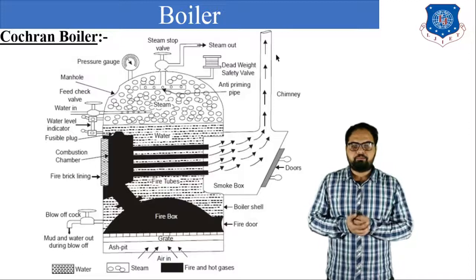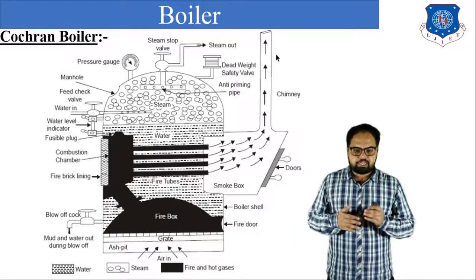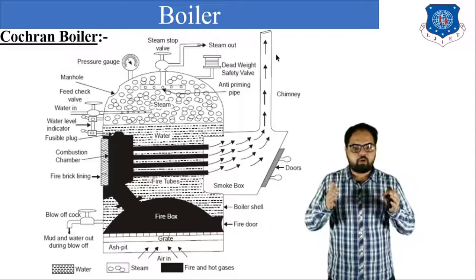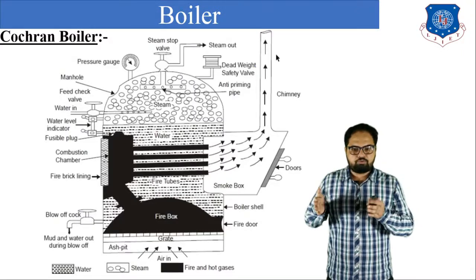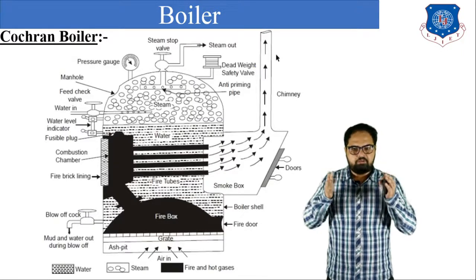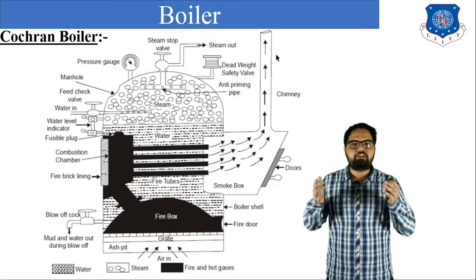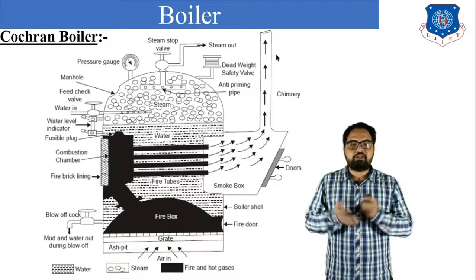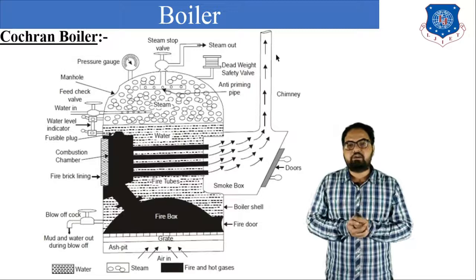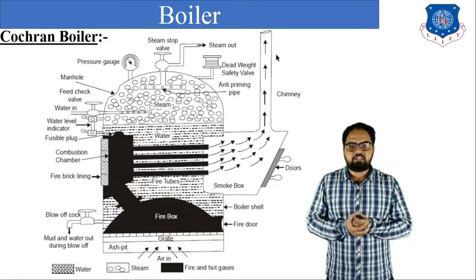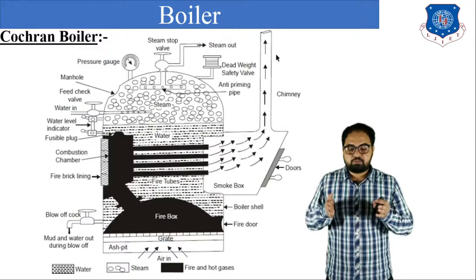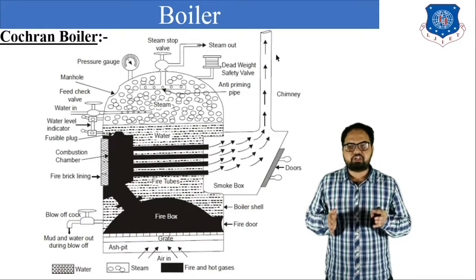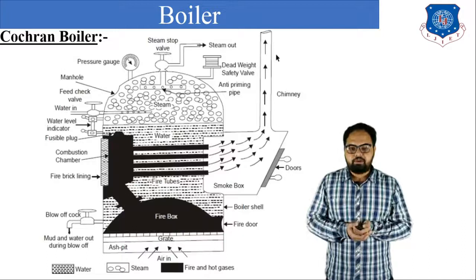In the Cochran boiler we can see, at the bottom, the ash pit, grate, firebox, combustion chamber, smoke chamber, chimney, blow off cock, fire brick liner, water level indicator, feed check valve, pressure gauge, steam stop valve and dead weight safety valve, all fitted. So let's discuss the Cochran boiler: first its characteristics and specification, and then its construction and working.